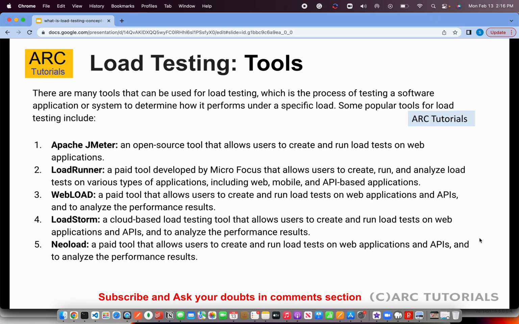Now, what are some of the tools which are used for load testing? There are many tools, both paid as well as open source versions, available for load testing. Some of them are Apache JMeter, LoadRunner, WebLoad, LoadStorm, and NeoLoad. Some of these are free and open source, some of them are enterprise. Obviously, in most places LoadRunner or WebLoad is used. Those are the two tools that I have seen being used at enterprises in my experience.